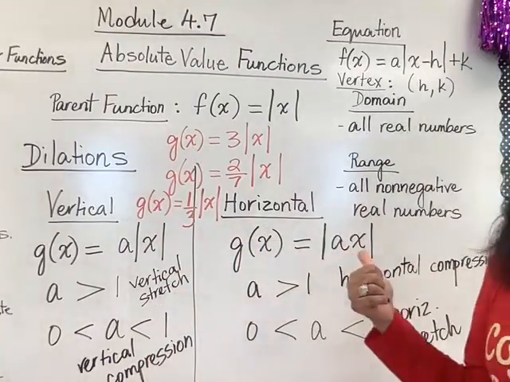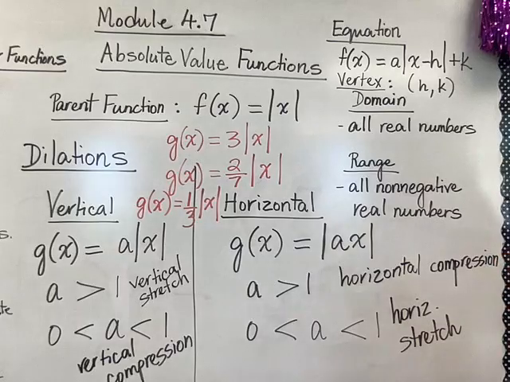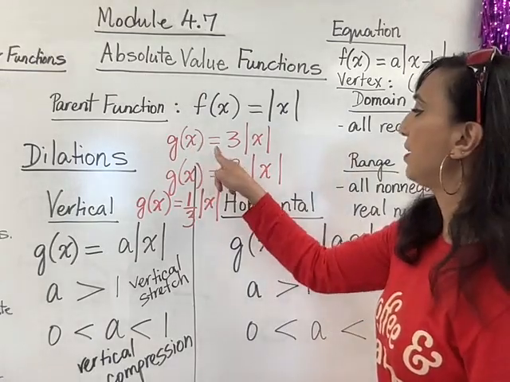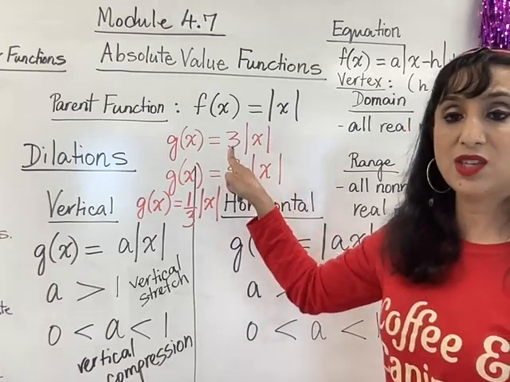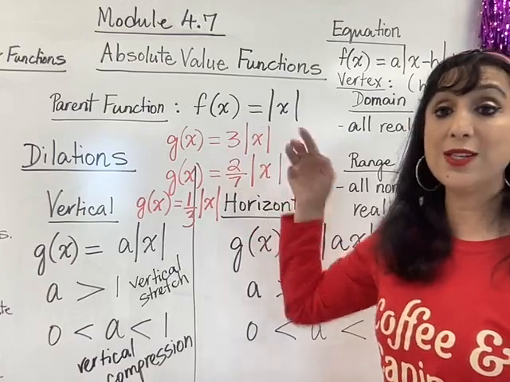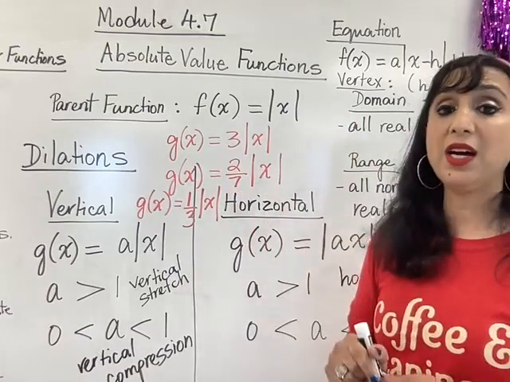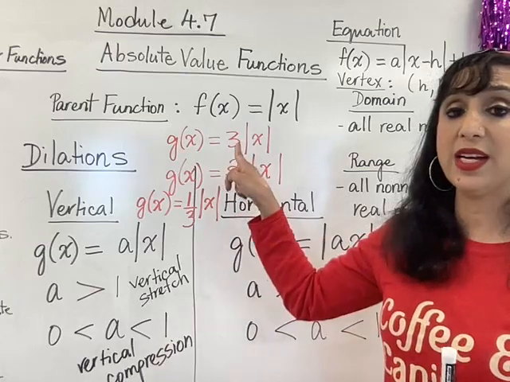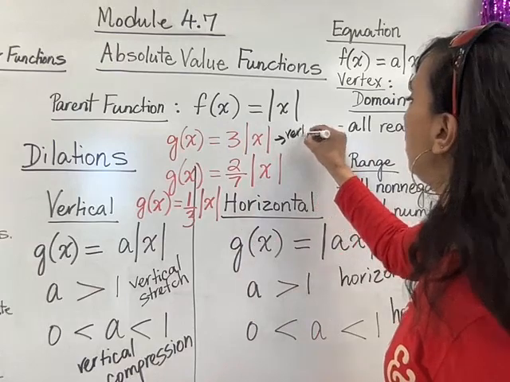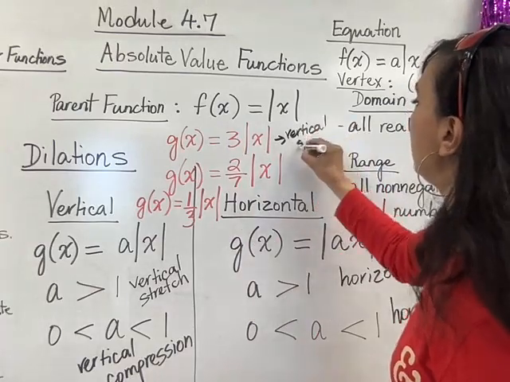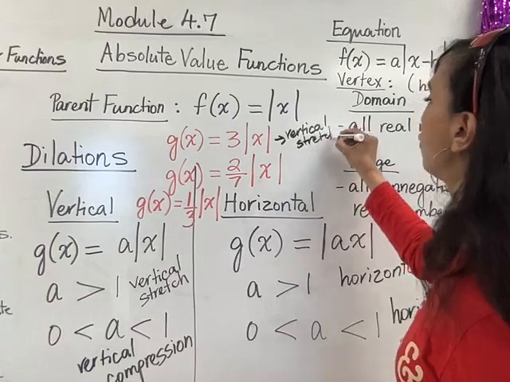So let's look at these three that I've written in red really quickly and do a quick refresher on the type of dilation that we have here. We are going to identify the dilations. So let's look at the first one. We can see g of x is equal to 3 absolute value of x. So this is on the outside, right? So this is going to be vertical. And because it is greater than 1, this one is a vertical stretch. This is a vertical stretch.